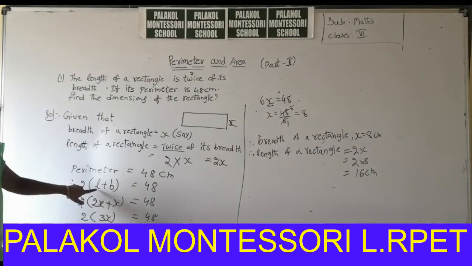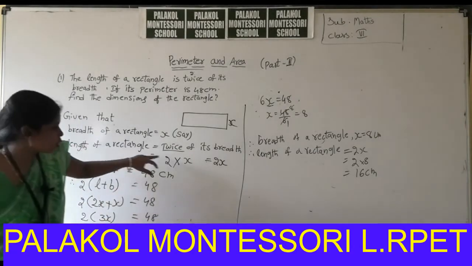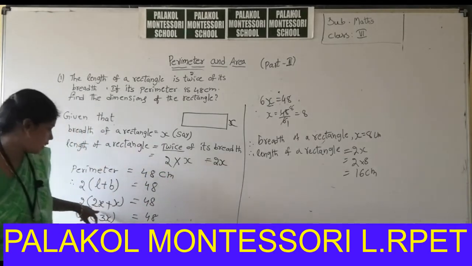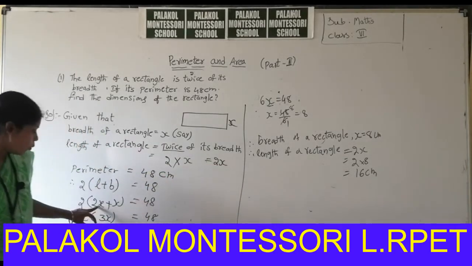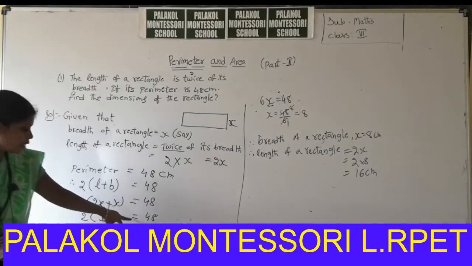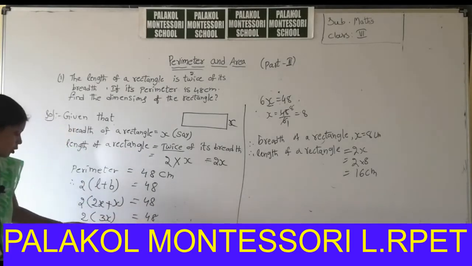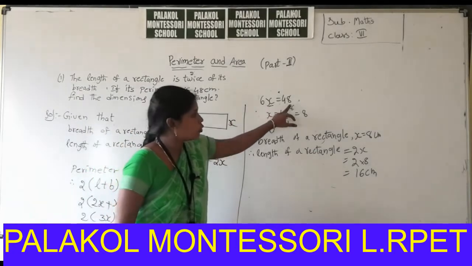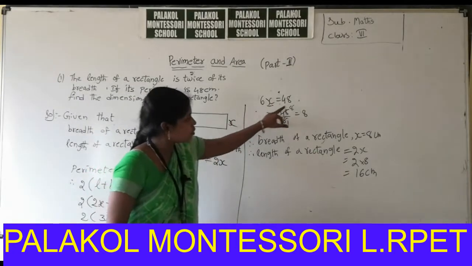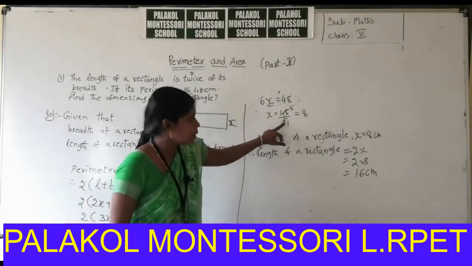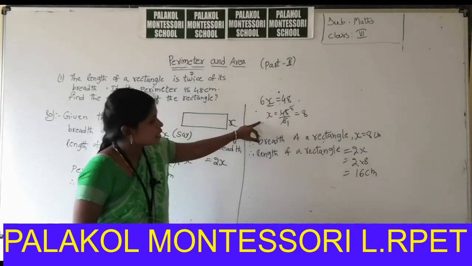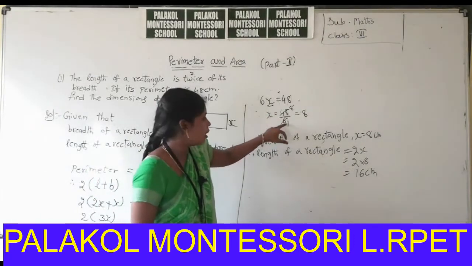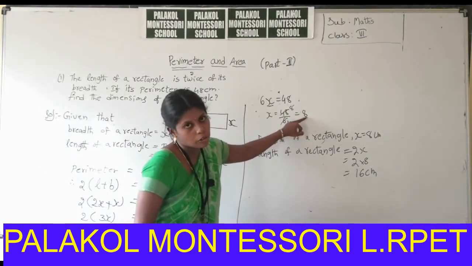So 2 into what is length? In this question length is equal to 2x, plus what is breadth? x, is equal to 48. 2x plus x is 3x, equal to 48. In this we can multiply, 2 3s are 6x. 6x is equal to 48. So this 6 comes to this side, and it is divided. So x is equal to 48 divided by 6. So 6 how many times cancel? 8 times. So x is equal to 8.